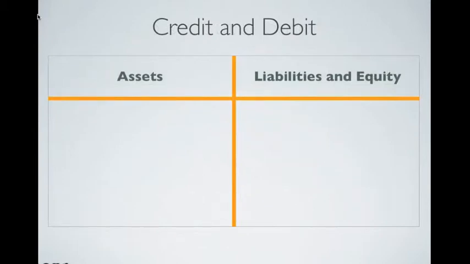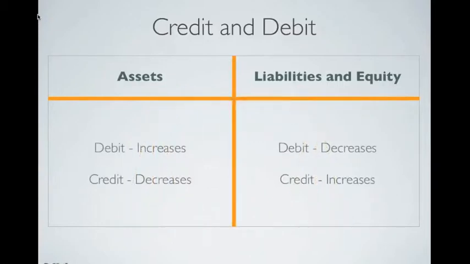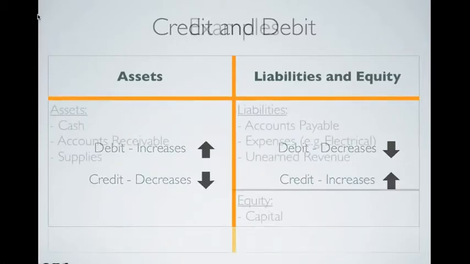Now credits and debits. I like to think of it as a T and as a balance. So you have your assets on the left and you have your liabilities and equity on the right. And always making sure that they're balanced. Always thinking, I need them to be balanced. Now, if you want to increase assets, then you have to debit them. And if you want to decrease assets, you have to credit them. And liabilities and equities are the opposite. If you want to decrease them, you debit them. And if you want to increase them, you credit them.